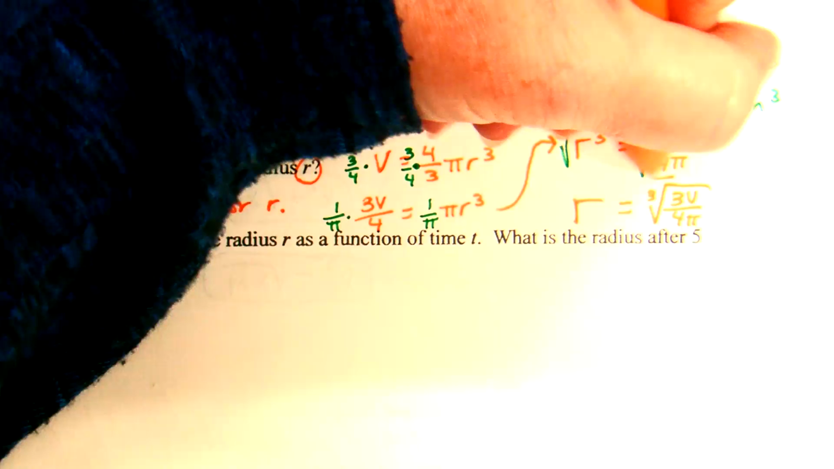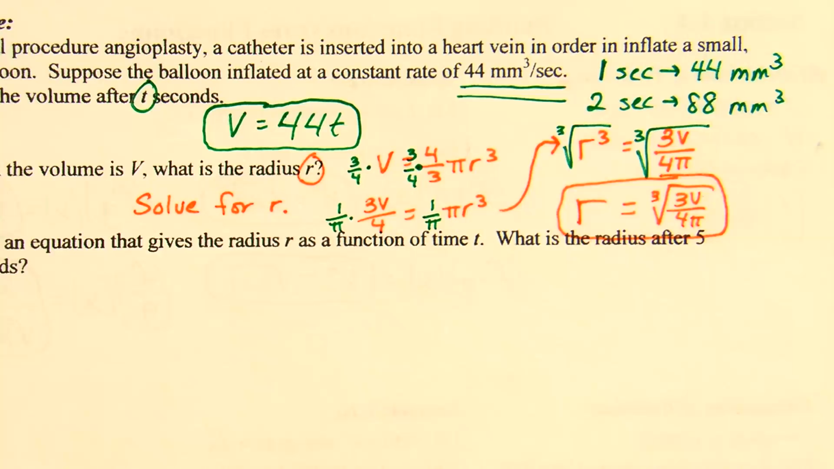Cube root of 3v over 4 pi. We're going to leave it as that. That's usable. Okay, and that's what we need. We need an equation that we can carry down and use here in a moment. Okay. Are you with me?